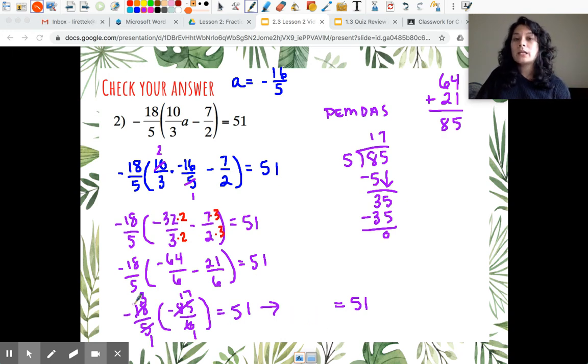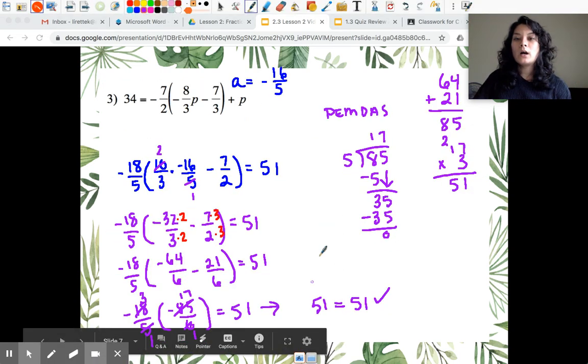To figure out what that integer is, negative times negative will give me positive. 3 times 17: 7 times 3 is 21, carry the 2. 3 times 1 is 3 plus 2 more is indeed 51 on the left. So we got the same answer. That means that this is a valid solution.